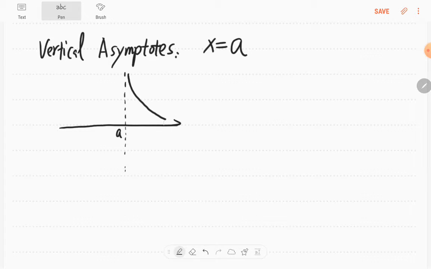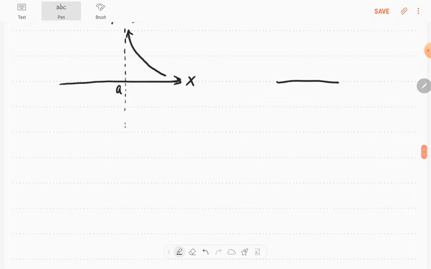When x is very close to A, this is the x-axis, we don't need a y-axis. When x is very close to A from the right side of A, bigger than A, the curve will approach the vertical line, but it will never intersect the vertical line.